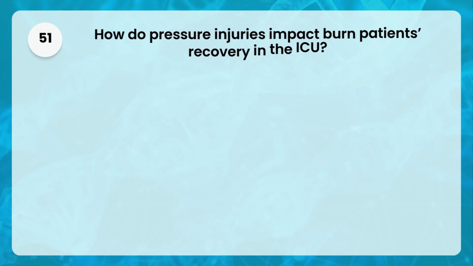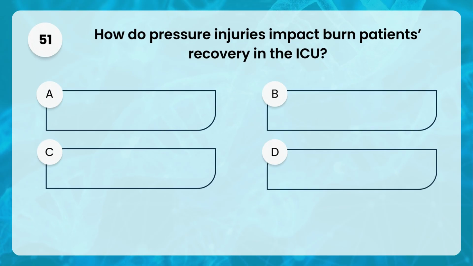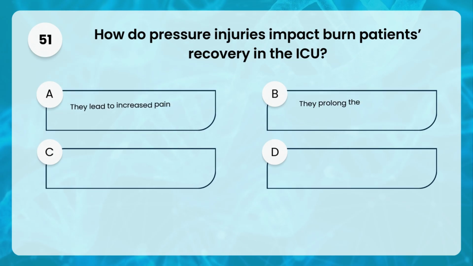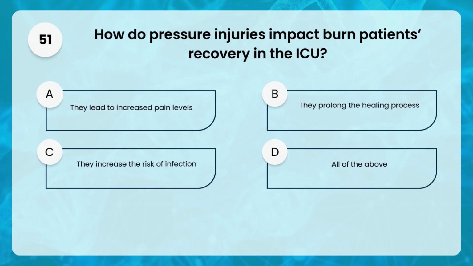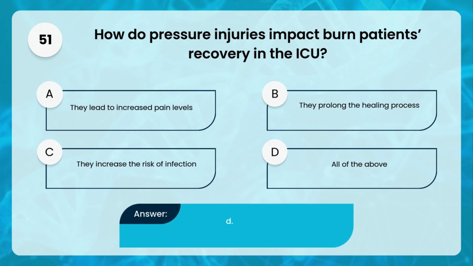51. How do pressure injuries impact burn patients' recovery in the ICU? A. They lead to increased pain levels. B. They prolong the healing process. C. They increase the risk of infection. Or D. All of the above. The answer is D. All of the above.